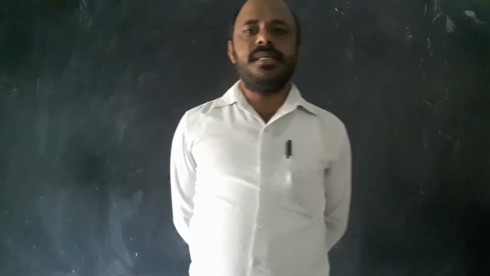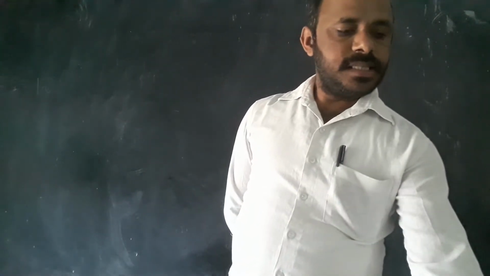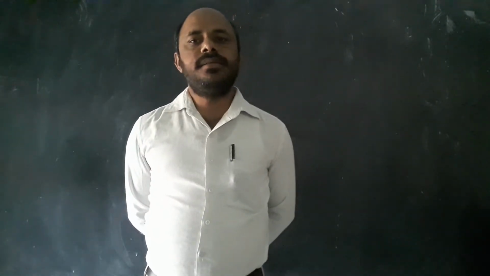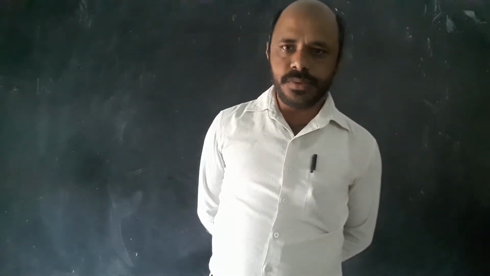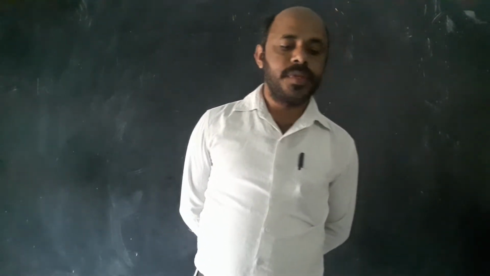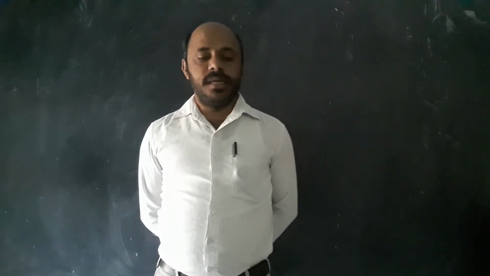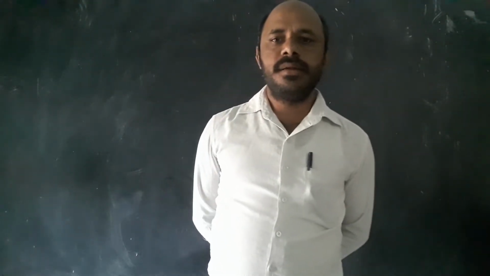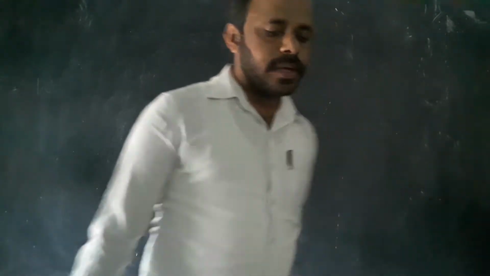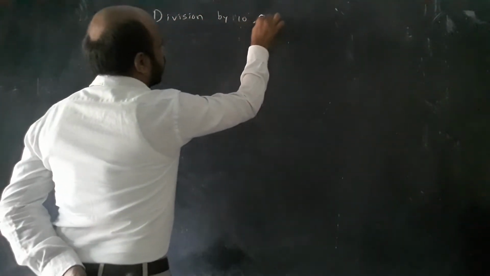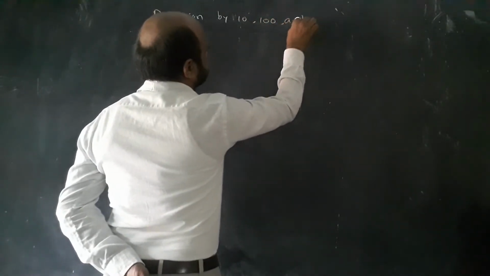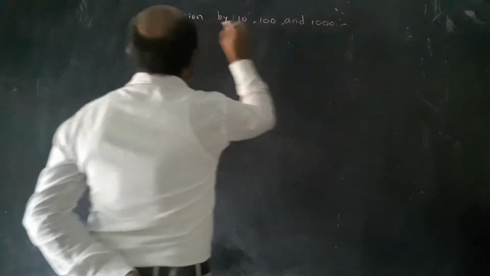Before classes we were discussing divisions. In the divisions, I explained 3 digit, 4 digit and 5 digit numbers divided by a 2 digit number. Today we are discussing division by 10, 100 and 1000. Now see here: division by 10, 100 and 1000. I will explain this topic in this video.